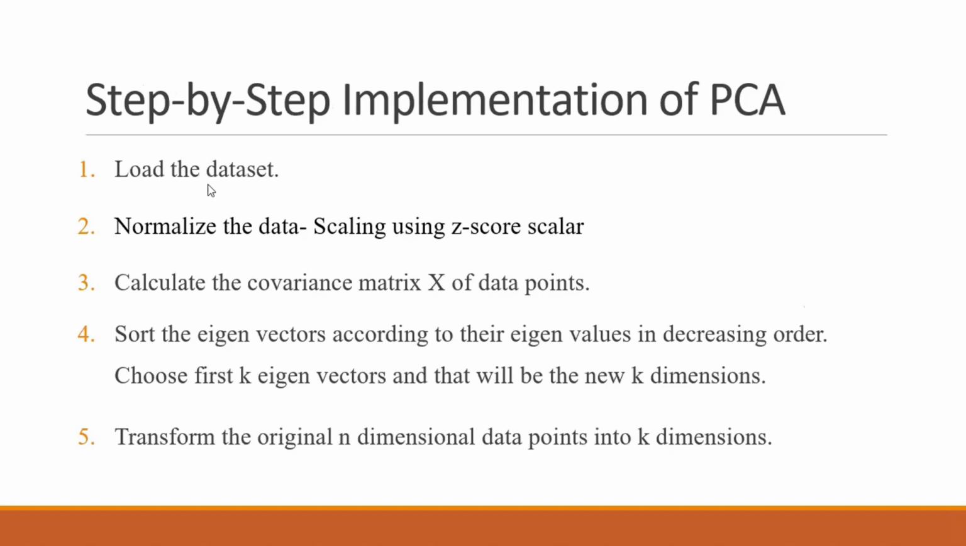So first, you have to load the dataset, then you will have to normalize the data. Scaling using z-score scaler is used. So z-score scaling is used to normalize the data before moving on to the next step, because default data may have different variations, so we have to first normalize it so that we can bring it into a basic range of 0 to 1.